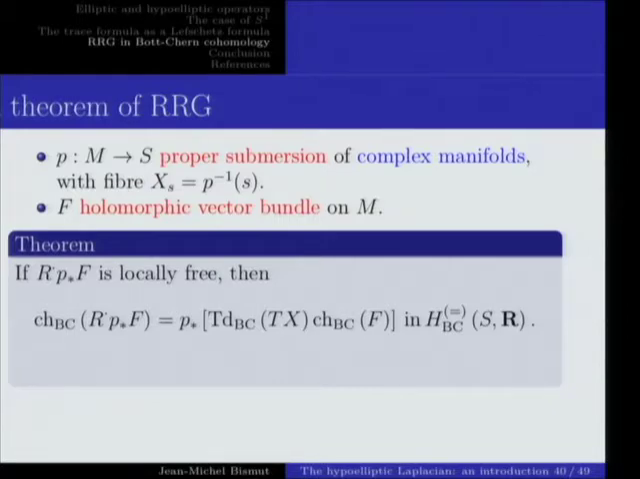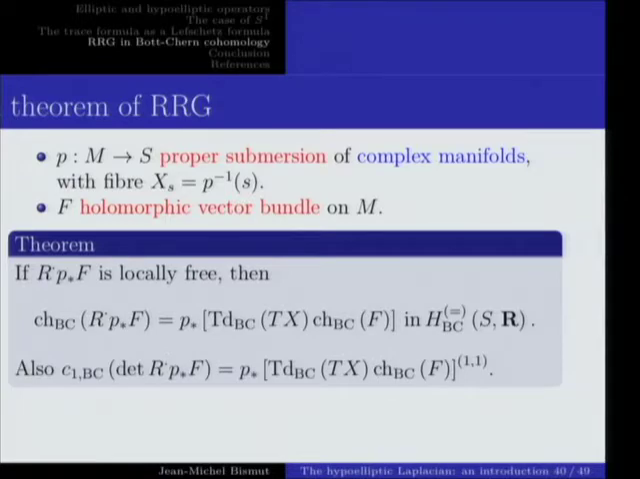So as a picture, it is just the Riemann-Roch-Grothendieck formula. It says that the Chern character of the direct image in Bott-Chern cohomology is equal to the integral along the fiber of Todd of TX, Ch of F, again all of this in Bott-Chern cohomology. Now, this also gives an identity for the determinant line bundle, which always exists, but I will not comment upon.